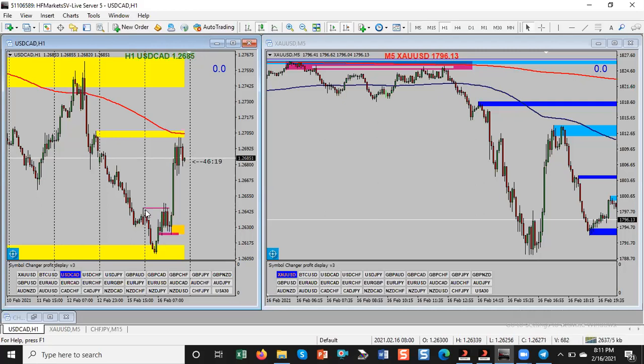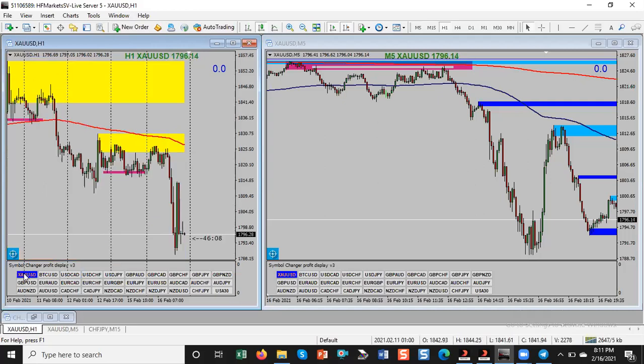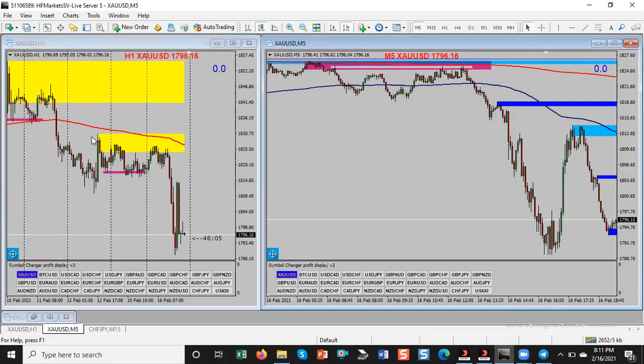This one you should do before you look for your setup. The setup will be here. All right, so let's take it one after the other. Gold today. I'll share this one too. This one and this one.